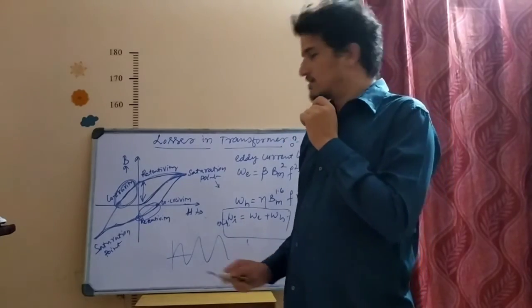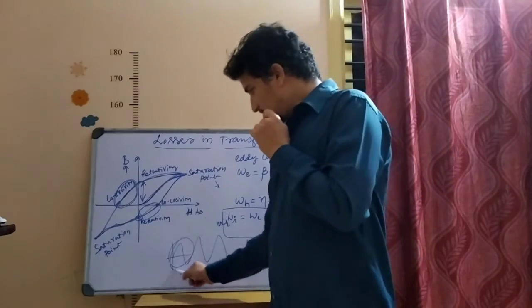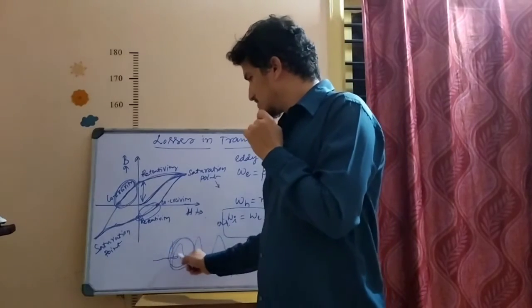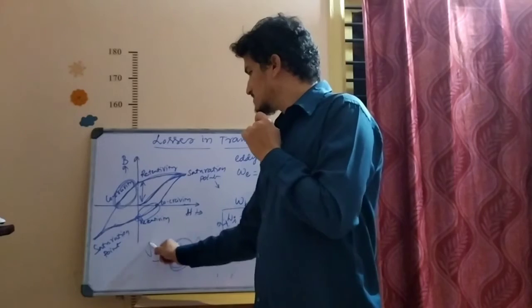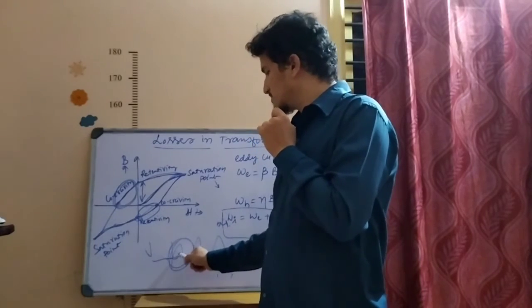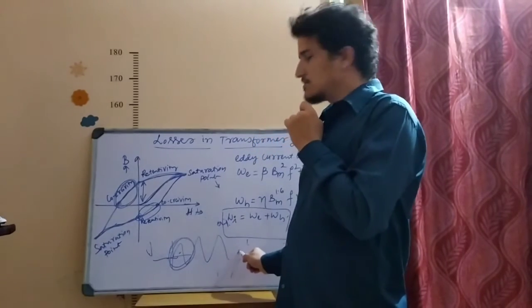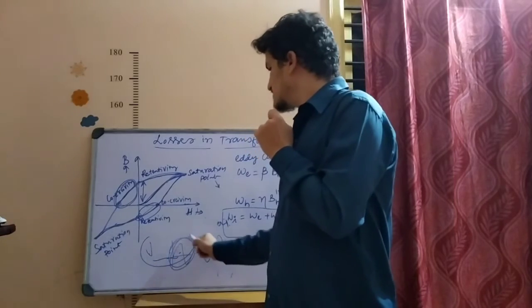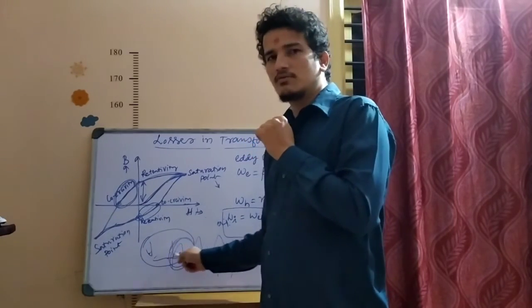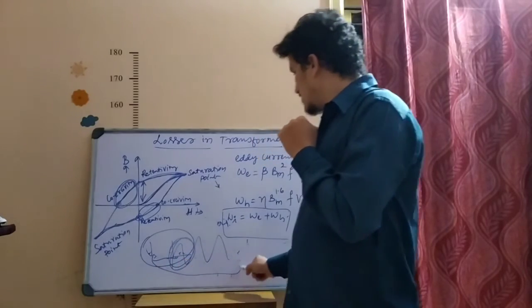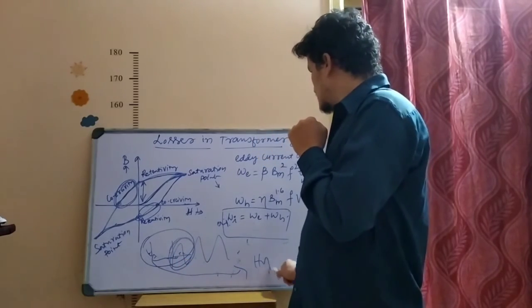Magnetic effect of electric current. Voltage and current: which is the cause for this current? Voltage. Due to this voltage, this current is produced. Due to this current, flux is produced. So there is a loss in the product of voltage and current. This loss is called hysteresis loss.